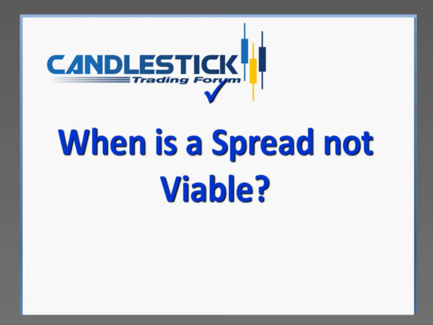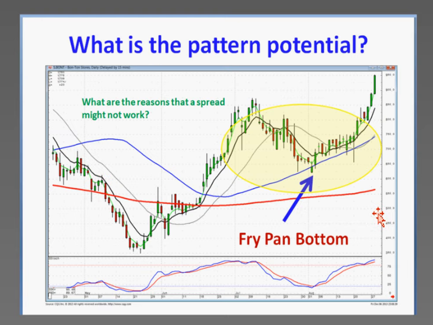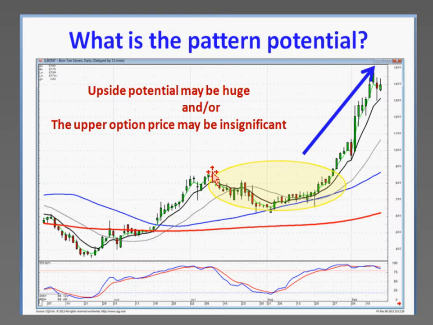So when is a spread not viable? It might be when we're working on a pattern where the upside potential is so great that we don't want to be putting on a spread. If we can recognize that we're in a fry pan bottom and that our upside potential is basically this, there may not be a point to put on a spread, because what are we expecting coming out of a fry pan bottom? A very strong price move.